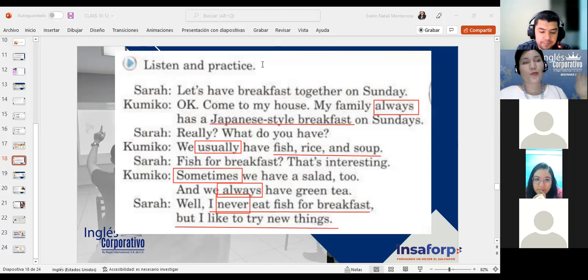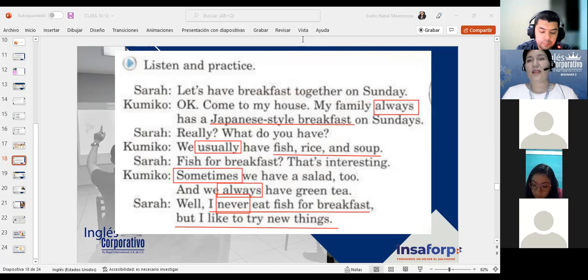I usually cook pupusas. So maybe once or twice a month, right? Usualmente, a veces, right? I sometimes cook chicken. Sometimes, a veces, right? I never eat fish for breakfast. It's like, no, never, nunca, right? I never eat fish for breakfast. So it gives the idea of the frequency of the different situations. And this is what we are going to study in this part of the topic, right? We're going to study the adverbs of frequency.